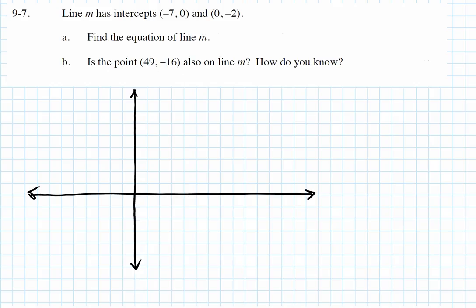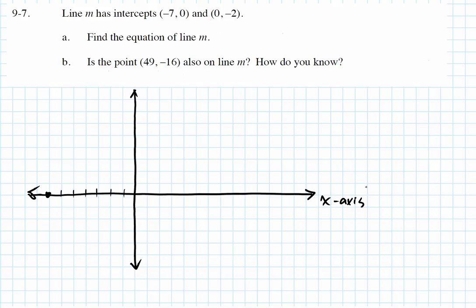So the first point I'm going to plot is (-7, 0). I'm going to go back 1, 2, 3, 4, 5, 6. I believe that's -7. Yep. And then the other point, so x was -7, y is 0. So I went back 7 units on the x-axis, and I didn't go up or down.